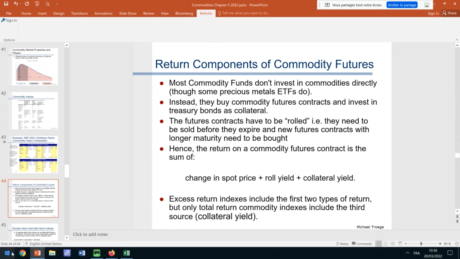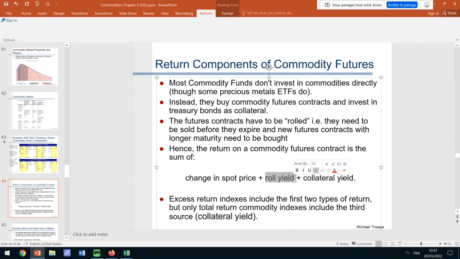Now we should have understood that we have three components in the return of a commodity index fund. One is the collateral yield. That's simple: it's the interest rate on the treasury bonds, which is where we really put the money. One is the change in the price. That's what I said before: we just have prices going up and down in the futures contracts, and they make losses or gains. But finally, we also have the roll yield.